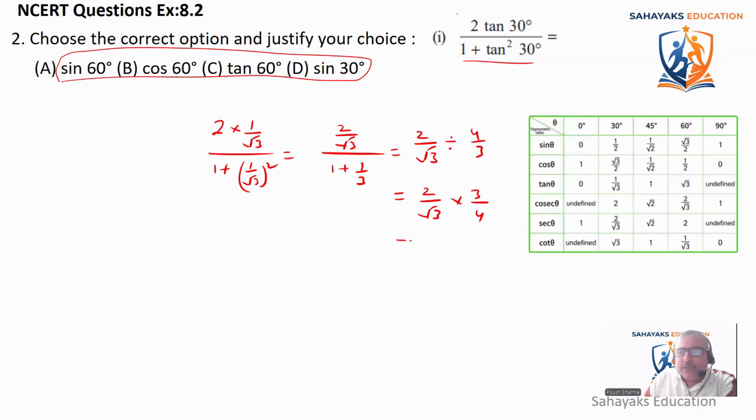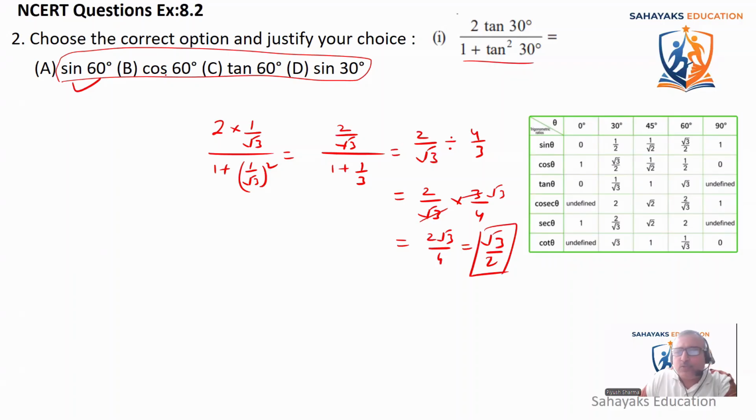Now, if we have to compute this value, we'll say root 3 times root 3. So it becomes 2 root 3 by 4, or we can say root 3 by 2. Now, we have to find root 3 by 2. So is sine 60 equal to root 3 by 2? Yes, sine 60 is equal to root 3 by 2. So this one is correct.